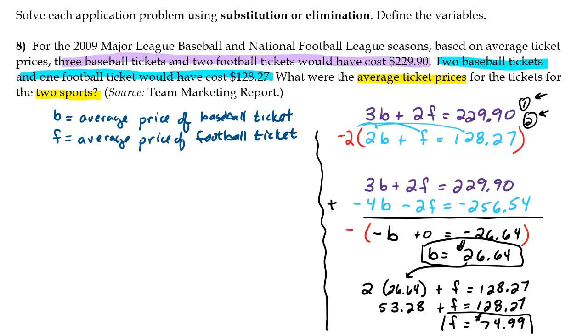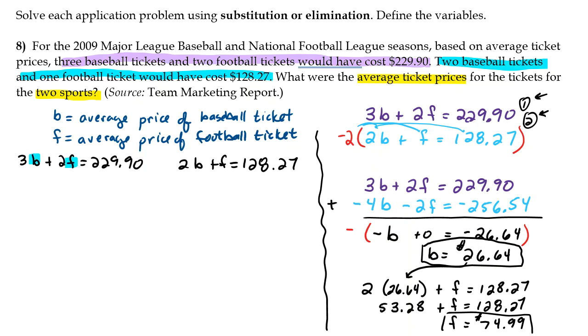Okay, so let's go over here and write our two equations out again. We have 3b plus 2f equals 229.90, and 2b plus f equals 128.27. Now notice I'm not stacking these equations when I'm writing them. When you're doing the substitution method, it's better to not stack them. So now I need to get, and you'll see why here in a second.